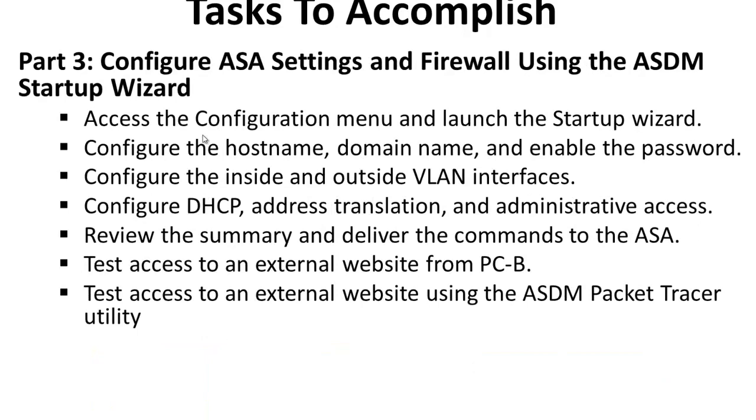In part 3 we are going to configure our ASA settings and firewalls using the ASDM startup wizard. So we are going to configure our ASA by using the startup wizard. We will configure host name, domain name, enable password, and configure the inside and outside interfaces. And then we will configure the DHCP server, address translation, and administrative access to the ASA. And then we will review the summary and deliver the commands to the ASA.